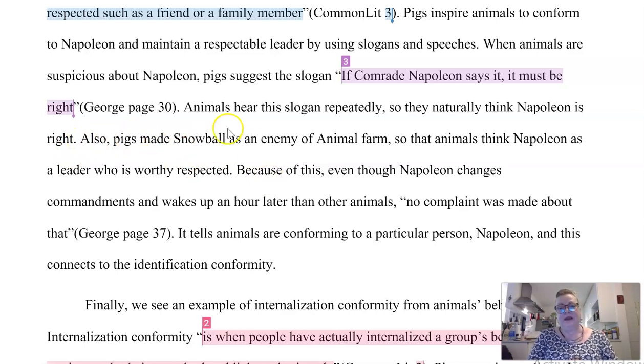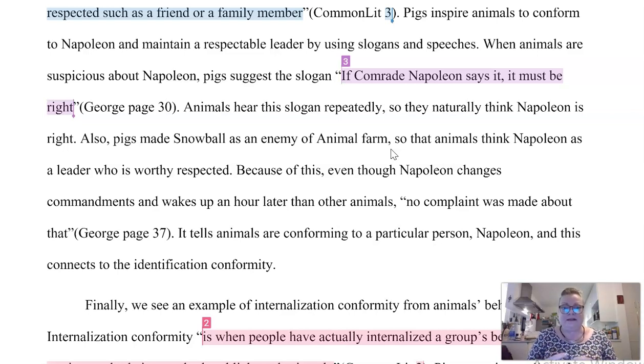Also, the pigs make Snowball to be the enemy of Animal Farm. So the animals think that Napoleon is a leader who is worth respecting. Okay, again, in terms of allegory, Snowball represents Leon Trotsky. Joseph Stalin would have had him killed. Indeed, he did eventually have him killed. Leon Trotsky had to run away, and he lived in Mexico for a while, and he was eventually assassinated there.